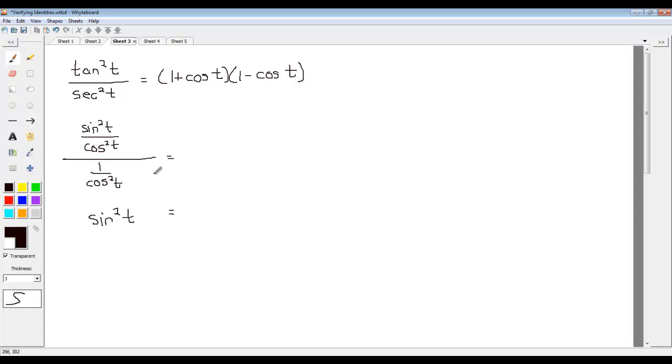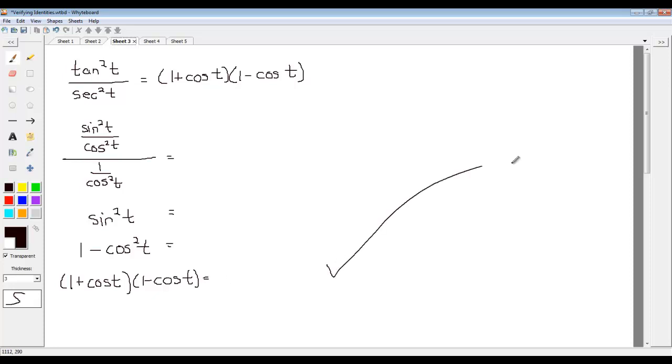I have sine squared on this side, and I have 1 plus cosine t times 1 minus cosine t on that side. Well, one of my fundamental identities is that sine squared is the same thing as 1 minus cosine squared. I feel like that'll get me somewhere because I need things in terms of cosines. Which actually gets me there very quickly, because 1 minus cosine squared can be factored into 1 plus cosine t times 1 minus cosine t. And there it is.